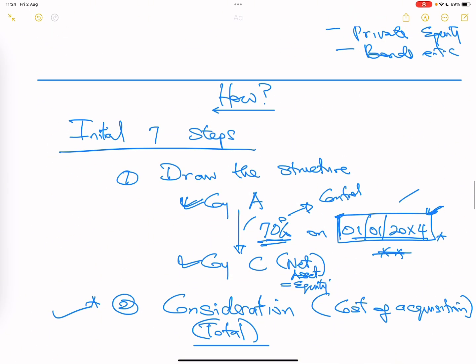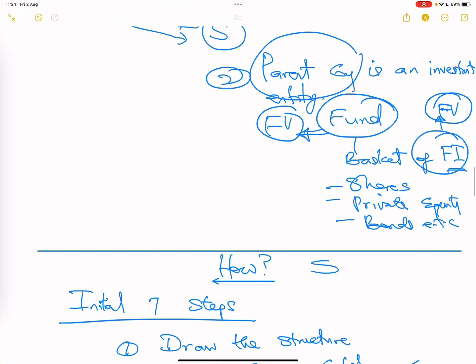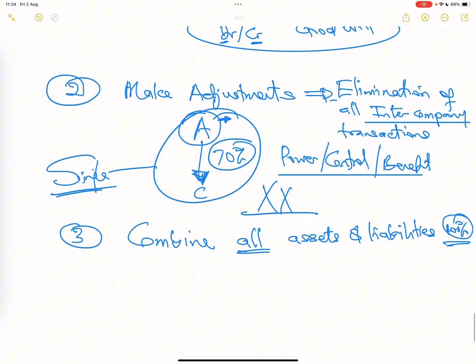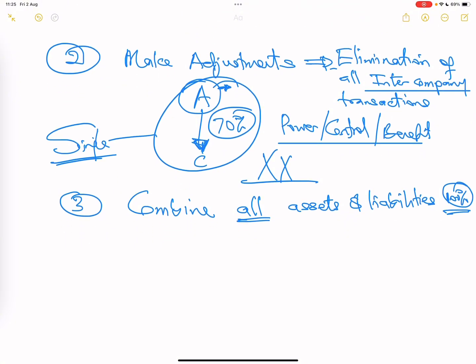Remember, here we are looking at statement of financial position. When we finish with statement of financial position, we'll go to income statement. So all the steps I've been giving you is just for statement of financial position. Please take note. Right. So we'll combine all assets and liabilities. And once we have combined, then we can go to step 4, which is calculation of group retained earnings.